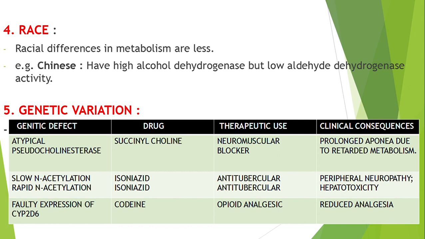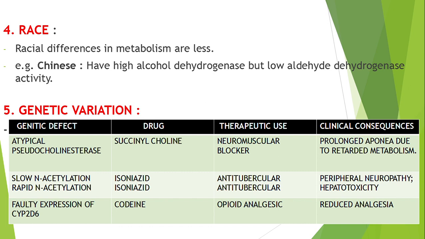Genetic variation. Genetic defect in atypical pseudocholinesterase. The drug involved is succinylcholine, used as a neuromuscular blocker, and the clinical consequence is prolonged apnea due to retarded metabolism. So if a patient having atypical pseudocholinesterase is given succinylcholine, then prolonged apnea due to retarded metabolism can occur.